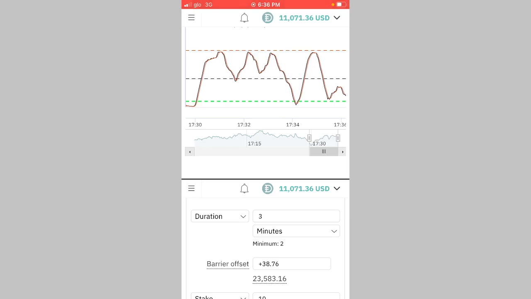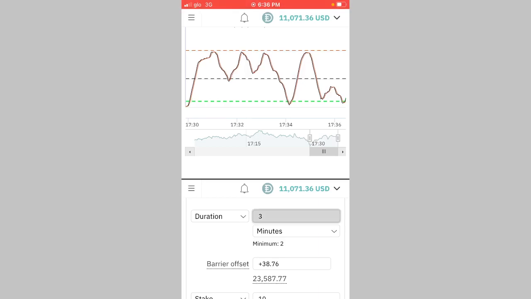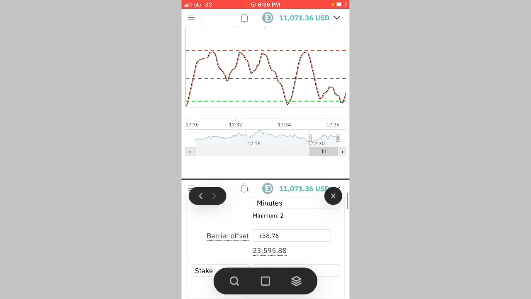This week, or call it last week, I've been backtesting this strategy to see how it goes, and I have seen that this strategy is working perfectly and accurate. So what you do is select your duration, which should be a minimum of 2 minutes.